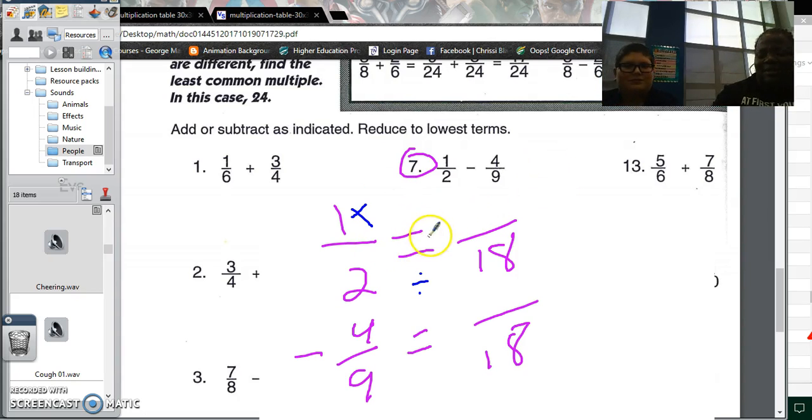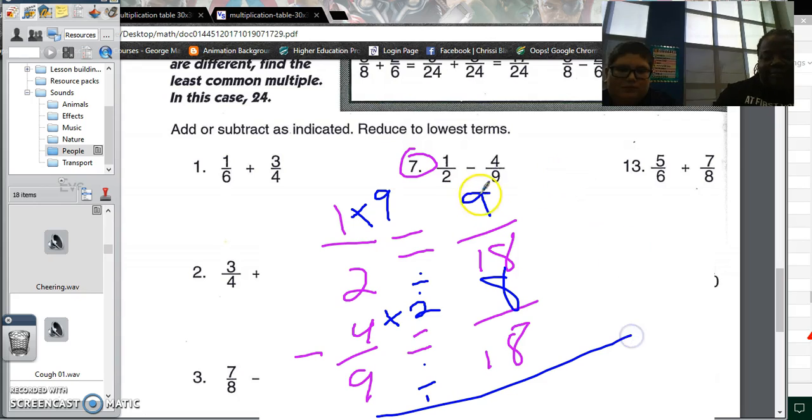2 goes into 18 how many times? 9. And 9 times 1 is 9. 9 goes into 18 twice. Take that 2, multiply it with this top number, 8. And this was a subtraction problem, right? Yes. So I have 9 minus 8.